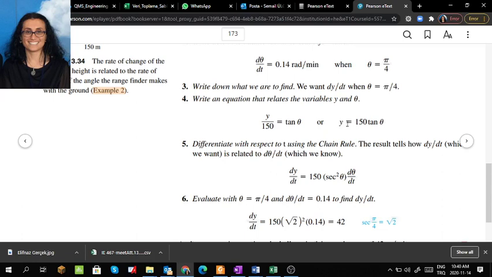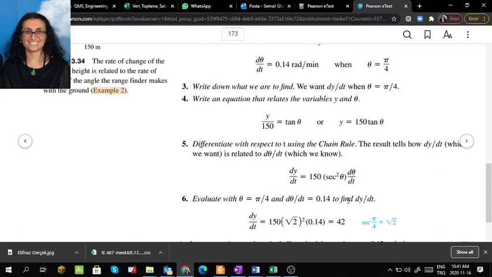Using the chain rule, the derivative of y with respect to t is dy/dt. On the right hand side, since theta depends on t, this is where the chain rule comes in: 150 times the derivative of tangent, which is secant squared theta, and then don't forget to take the derivative of theta with respect to t, because theta is a function of t. This is the chain rule we apply here, and then we are going to evaluate what we have in hand.